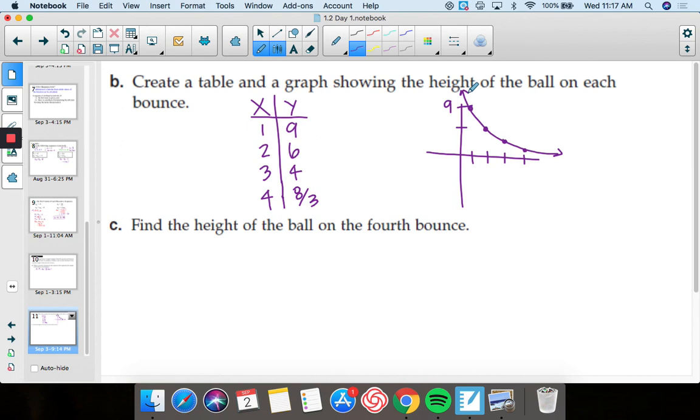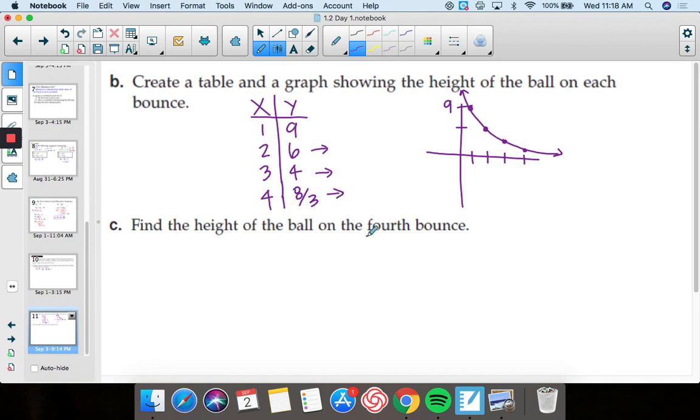Alright, then the last thing is that we are going to find the height of the ball on the fourth bounce. Well, what we can do here is we can just take what was our previous bounce. So on the fourth bounce, remember that you're really starting at 9, so the ball has not bounced at 9. So the first bounce is really at 6, and then the second bounce is at 4, the third bounce is at 8/3.